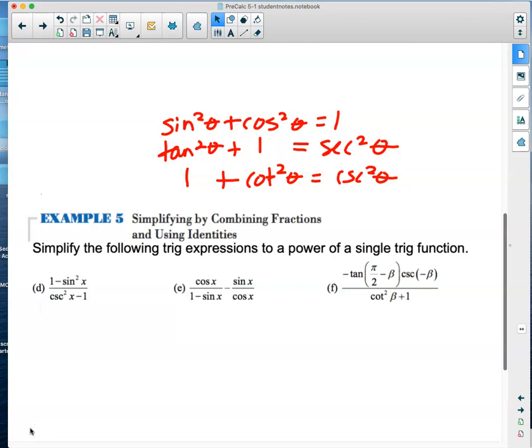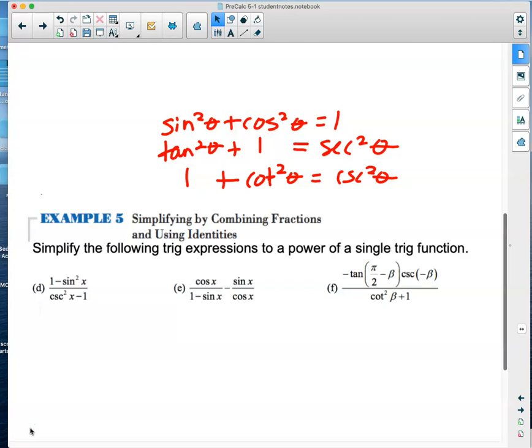properties of algebra. So this is all about, at this point, not trying to draw triangles, but figure out with the identities what we can get this to simplify to. So example 5 says simplifying by combining fractions and using identities. And you can see that I rewrote those Pythagorean identities above this so that we're keeping those in mind as we're working through them. Simplify the following trig expressions to a power of a single trig function.